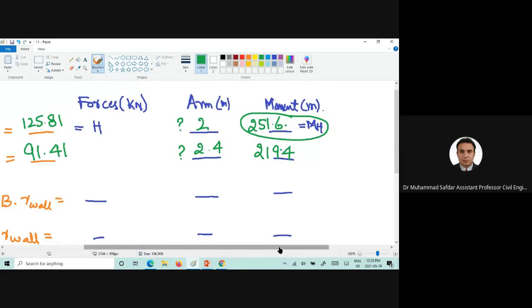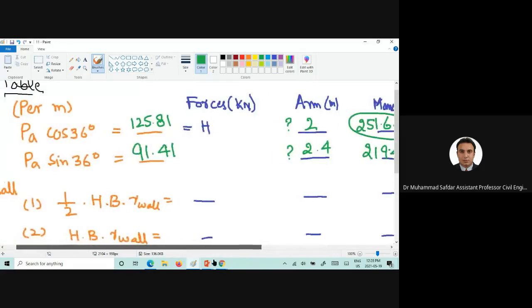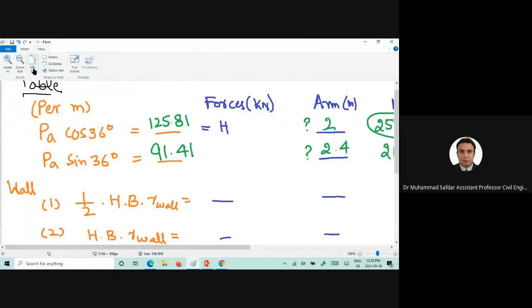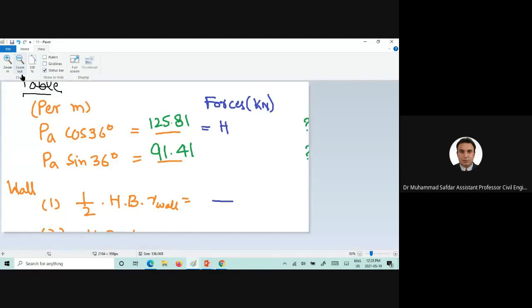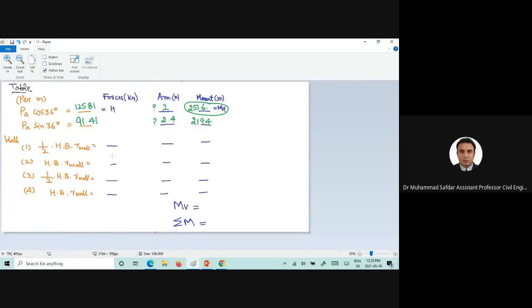Okay, and how about the forces due to the four portions or the parts of the retaining wall? So one is, I have simplified it for you, half of H, B, and gamma are the unit weight of the wall. So we need to find out the forces, the moment arms, and the moments.